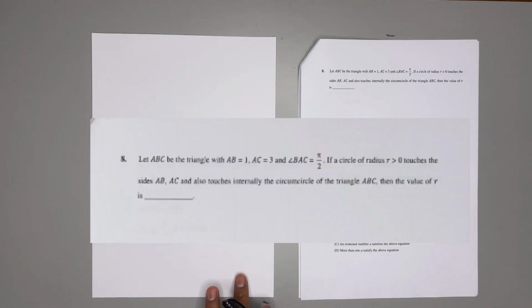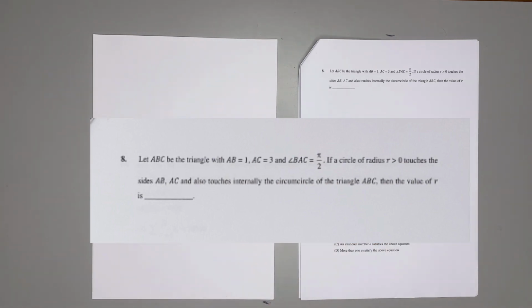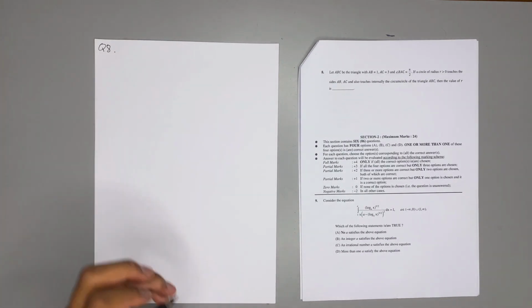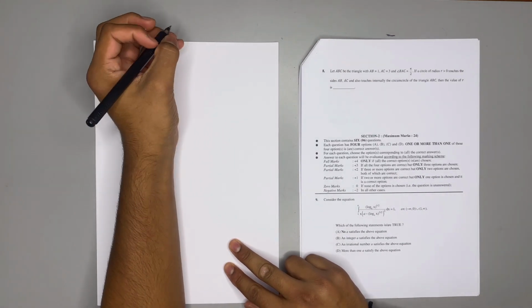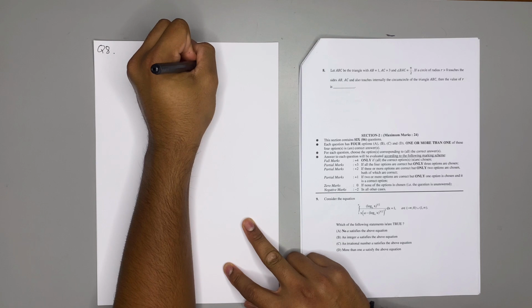Question 8. Let ABC be the triangle with AB equals 1, AC equals 3, and angle BAC equals pi upon 2. If a circle of radius r greater than 0 touches the sides AB, AC, and also touches internally the circumcircle of the triangle ABC, then the value of r is what? First thing I'll do is draw up a diagram just so that we can get our head around what we're trying to find. BAC is pi on 2, so let's just draw a right angled triangle.